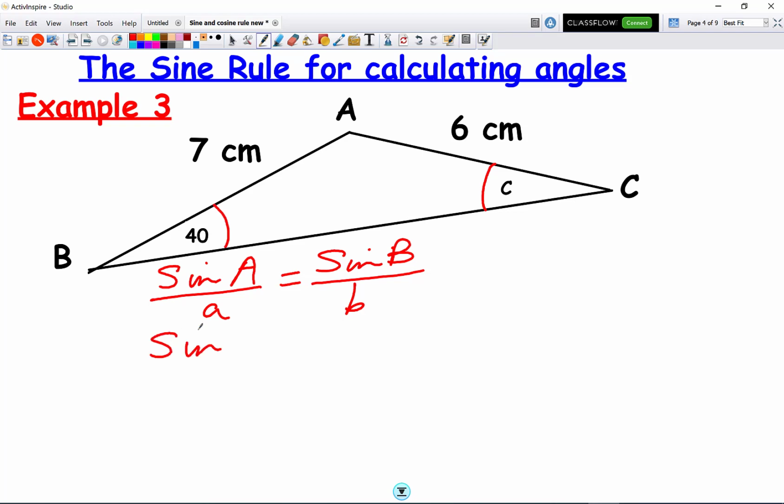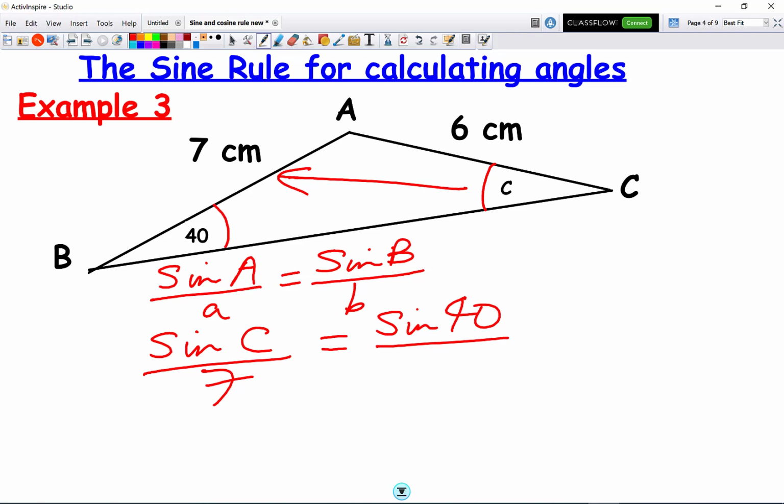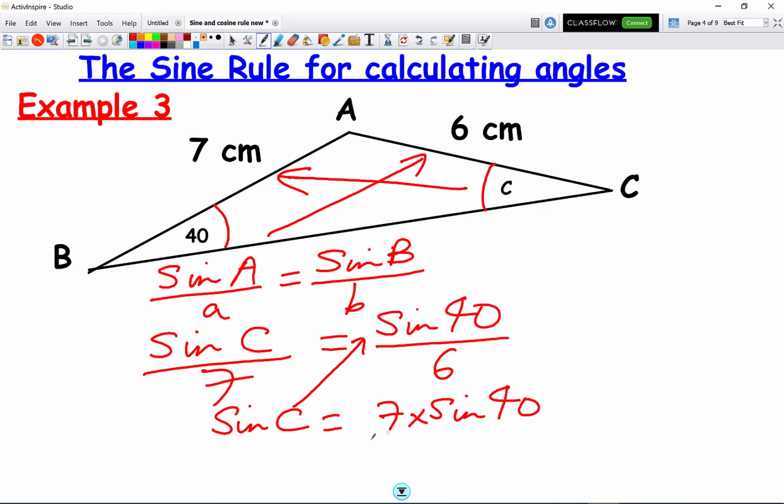So we're going to write sine C over the length that's directly opposite C, which is going to be 7 centimeters, is equal to sine 40 over the length that's directly opposite, which is going to be 6. So now we're going to cross multiply and say sine C equals 7 times sine 40 over 6. So that will give me sine C.